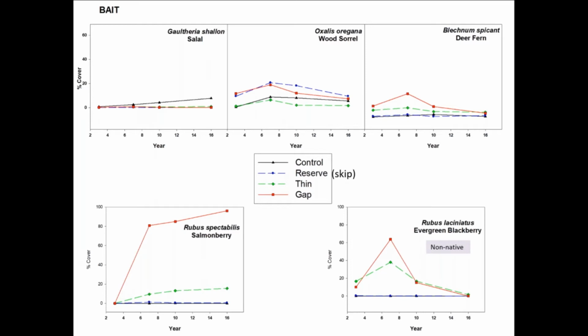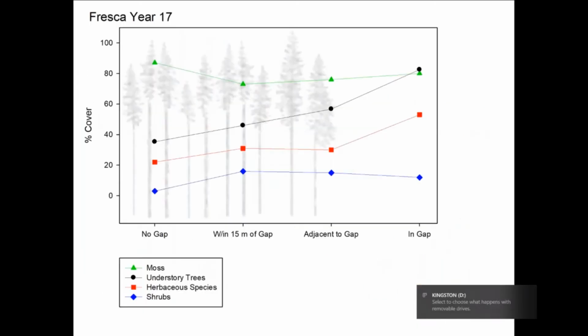On the other hand, on those same plots, we got a big increase in salmonberry. So it wasn't fun going through the plots when it had evergreen blackberry, but it wasn't necessarily fun going through the plots when there was a lot of salmonberry. But some species, like the salal, had very little change. Other species, like these Rubus species, there were large differences.